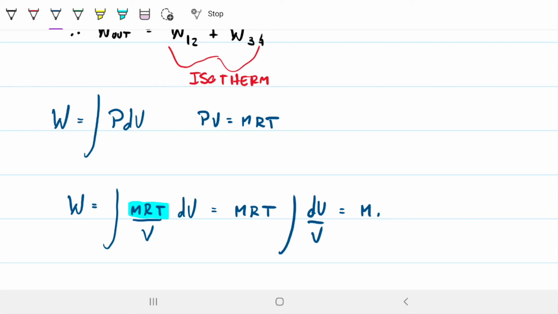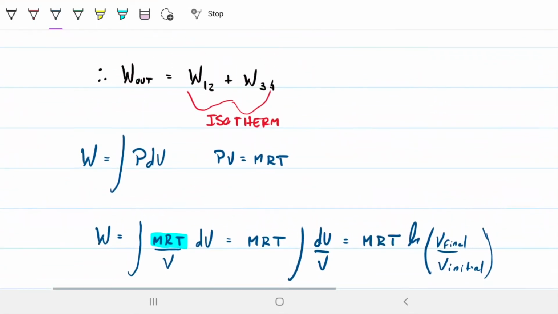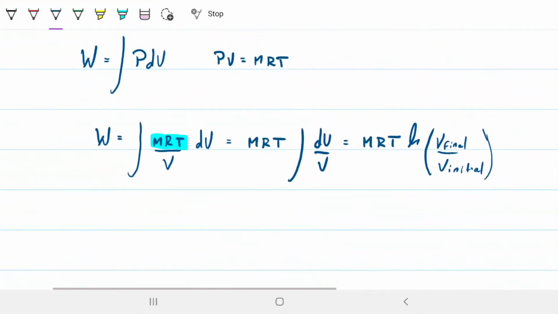So therefore, this can come out of the integral, and we're left with the integral of dV over V. We can go ahead and do mRT, and this can be T1 or T2 because they're the same, right? Times the natural log of the ratio between the volumes, volume final divided by volume initial, because we didn't specify if it's 1 to 2 or not. Okay, so I can write my work from 1 to 2 and from 3 to 4 like so.